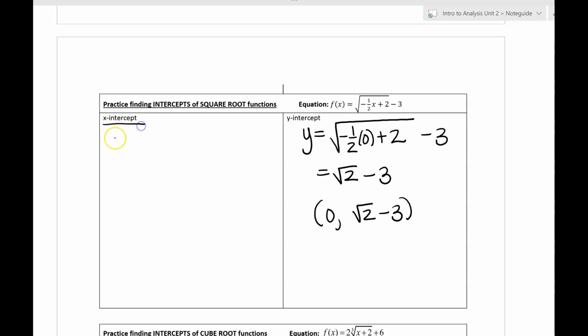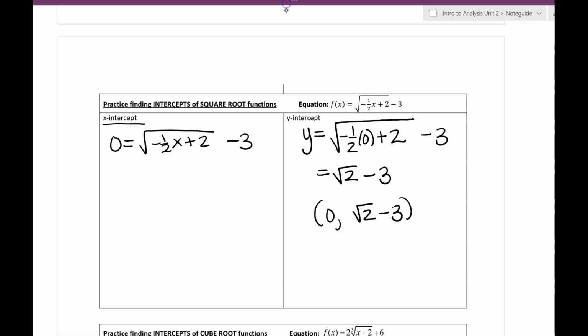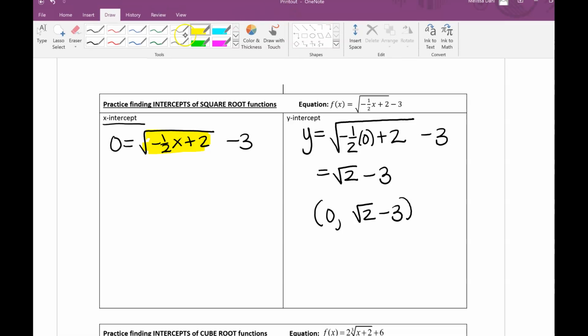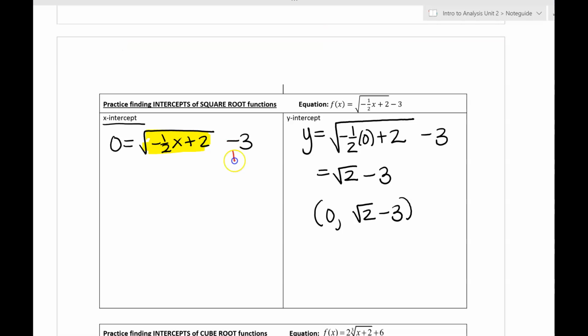For the x-intercept, we're going to plug 0 in for y. And now we have to solve for x. So again, x is trapped inside of something. Notice that the x's of the problem are underneath this radical. So the first goal is get the radical alone, and then we'll figure out how to deal with the radical. So we're going to add 3 to both sides.